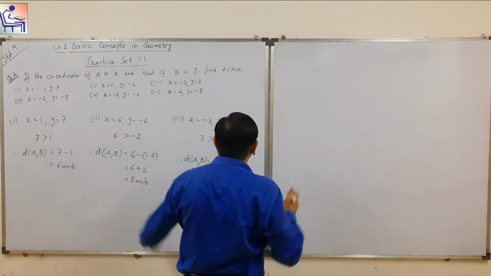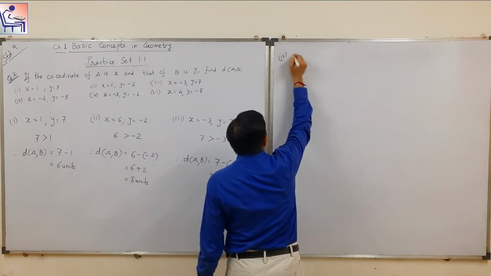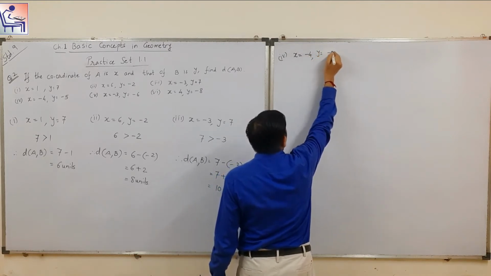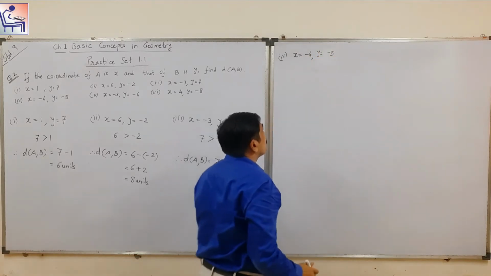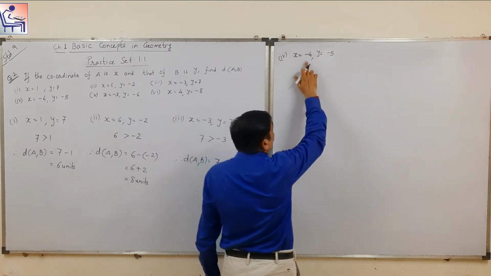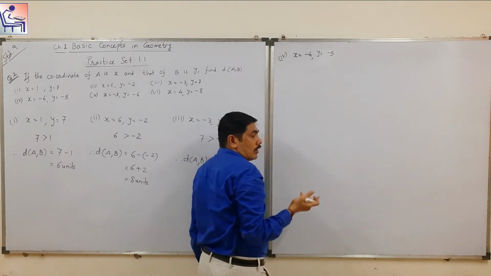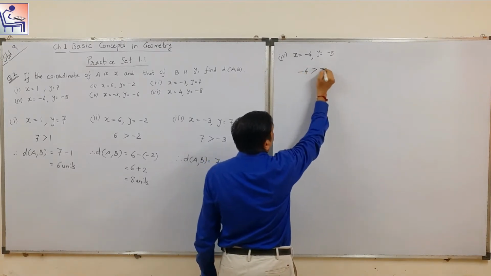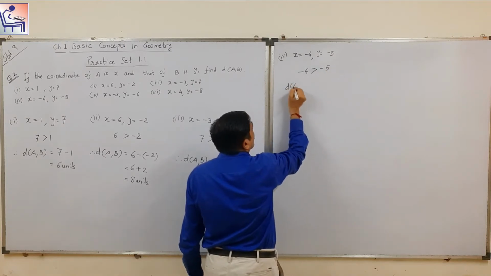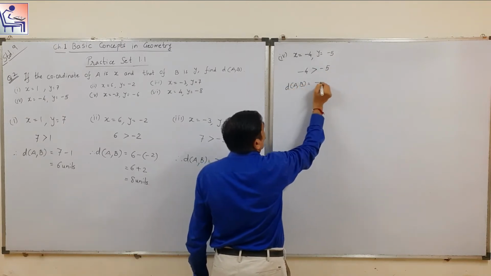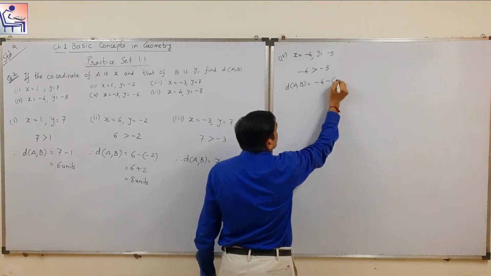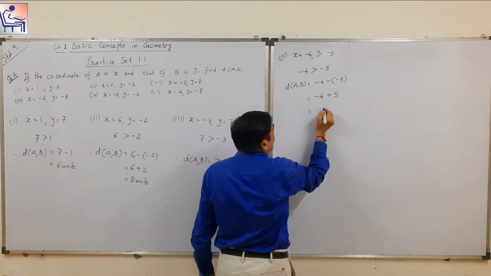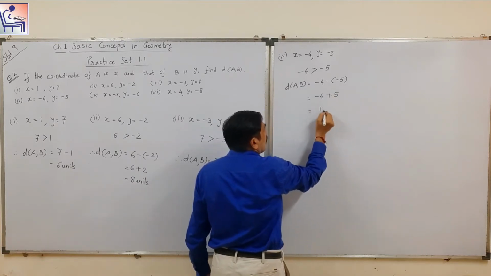Now we will move further to question number 4. X is equal to minus 4 and y is equal to minus 5. Here both are negative. The number which is smaller becomes greater. So I can say that minus 4 is greater than minus 5. So distance AB is equal to minus 4 minus minus 5. So minus 4 plus 5, so 5 minus 4 is 1 unit.